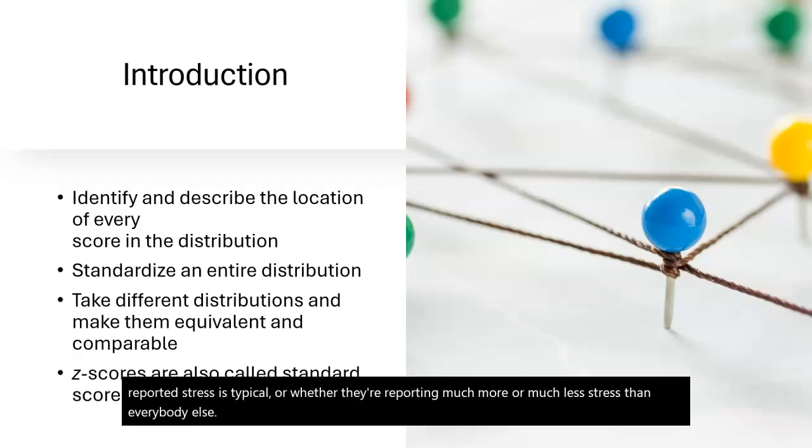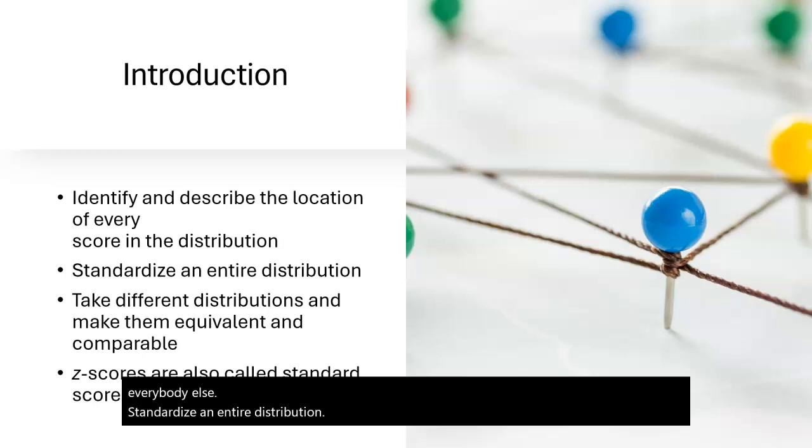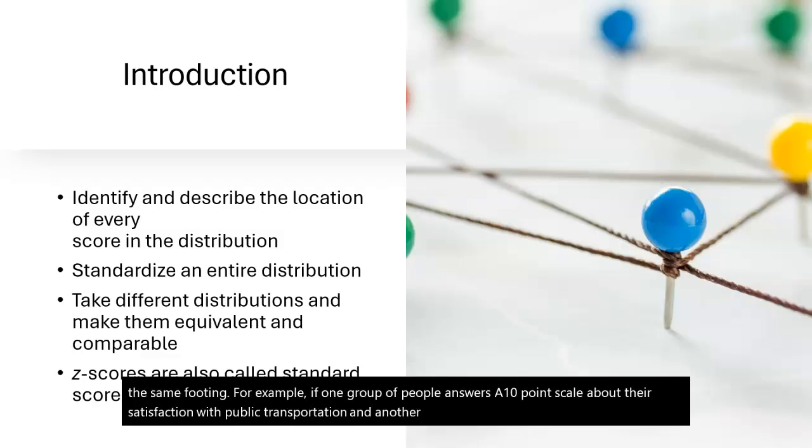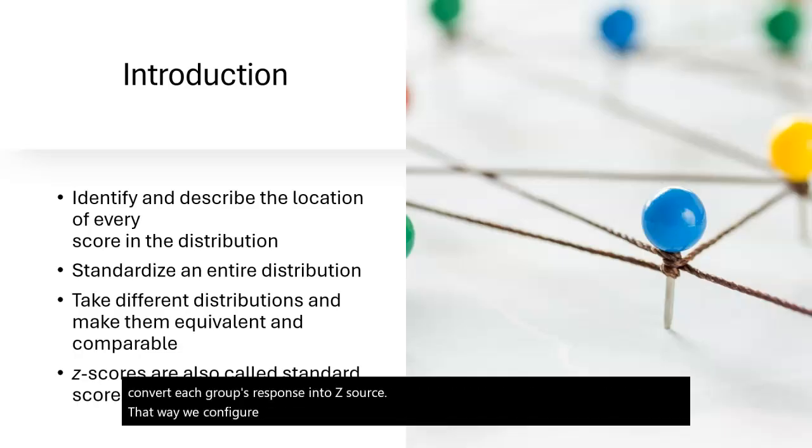Standardize an entire distribution. Standardizing means taking all the responses and converting them so that they can be compared on the same footing. For example, if one group of people answers a 10-point scale about their satisfaction with public transportation, and another group answers a 7-point scale, we can convert each group's responses into z-scores. That way we can figure out who is truly more or less satisfied despite the different scales.